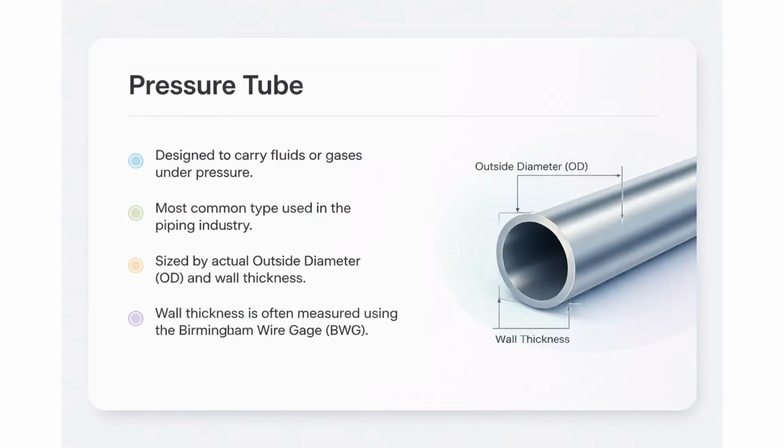The third major type is pressure tube, which is the most widely used tubing in the piping industry. As the name implies, it is specifically designed to safely carry fluids and gases under pressure. Pressure tube is sized by its actual outside diameter and its wall thickness, which is frequently measured using the Birmingham wire gauge, or BWG system.